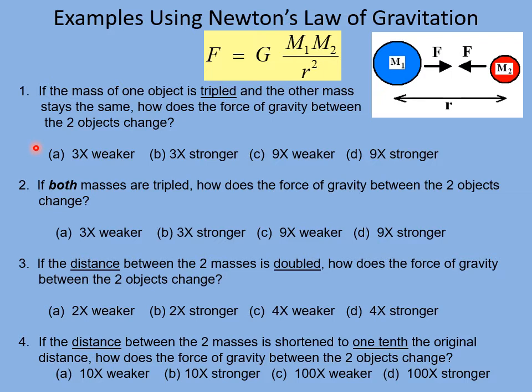Okay, well, we know that if we increase the mass, the gravity is going to get stronger, because that's one of the basic characteristics of gravity. So the answer is either 3 times stronger or 9 times stronger, but we're only changing the mass of one of the objects. So you can think of putting a factor of 3 up here in front of, let's say, m1. So that's going to make the gravity 3 times stronger. So the correct answer is B.